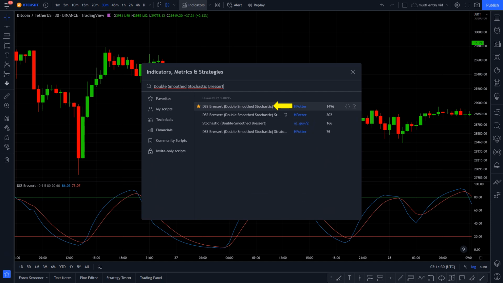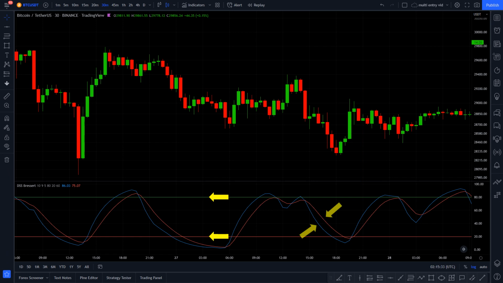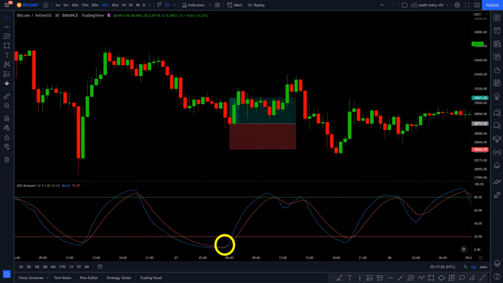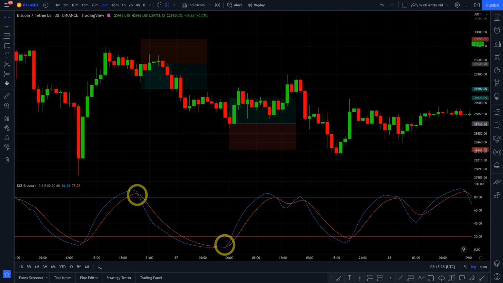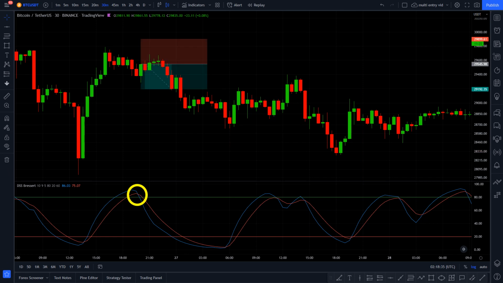The fifth entry signal indicator is going to be the DSS Bressert, or Double Smoothed Stochastic Bressert. As you can see, this indicator has 2 fixed level lines and 2 oscillating lines. A long entry signal will be when the blue line crosses above the red line from below. Therefore, a short entry signal is when the blue line crosses below the red line from above.